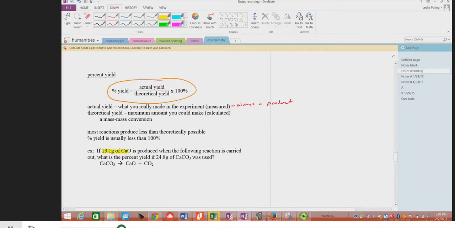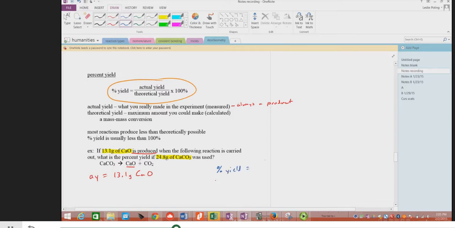you're given 13.1 grams of calcium oxide. We're also given 24.8 grams of calcium carbonate. One of those is the actual yield. Well, that's easy. The actual yield is 13.1 grams of calcium oxide because calcium oxide is a product. And also, the problem said "is produced." So we know that ultimately, what is the percent yield?